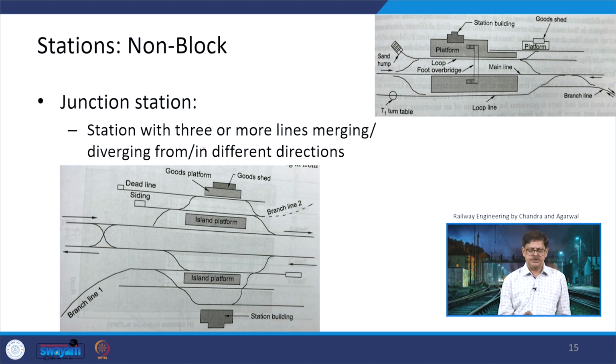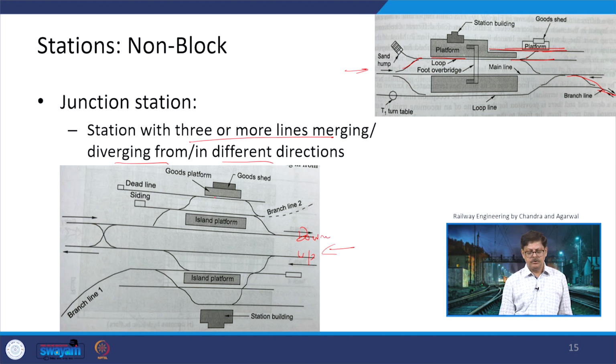Junction stations are the stations with 3 or more lines which are merging or diverging in different directions. Say here this is a single line main track, and from there the line comes out to the loop lines, and from the loop lines you can see that there is a platform which is ending at the building itself, and then this line goes here. Similarly, on the other side, you can see that there is a branch line which is coming. So, at such stations where these types of lines are meeting, they are defined as a junction station. And another one where the two lines, up and down, are being shown.